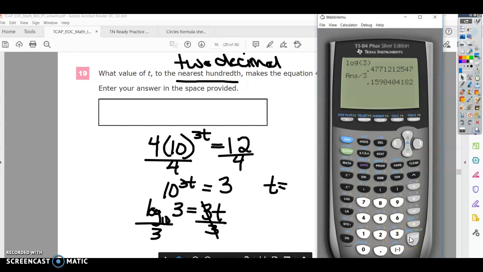And we're going to do 2 decimal places, remember. So the 9 in the third place tells me that that 5 goes up to 6. So our answer is going to be 0.16.